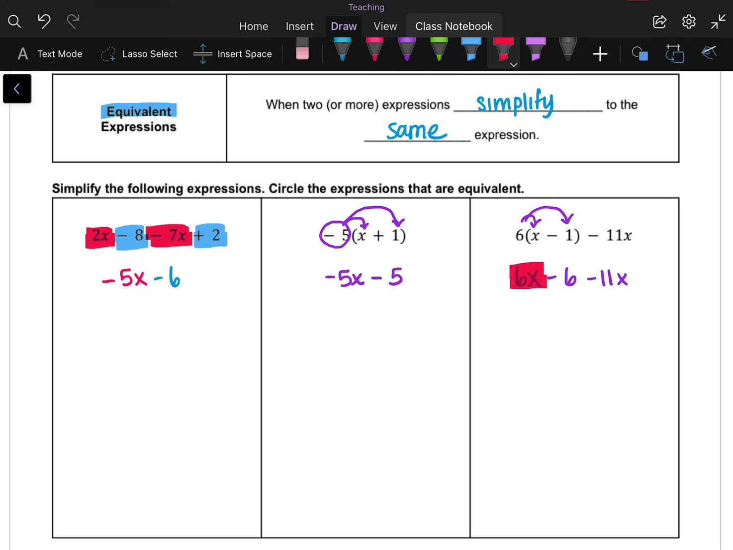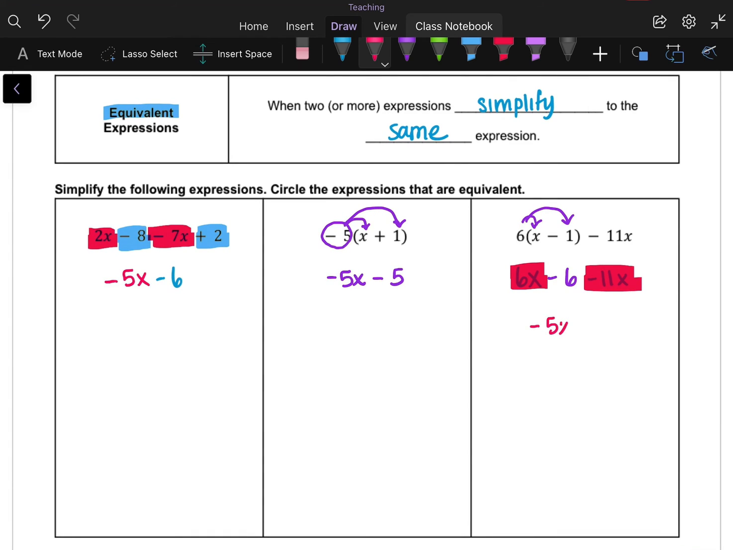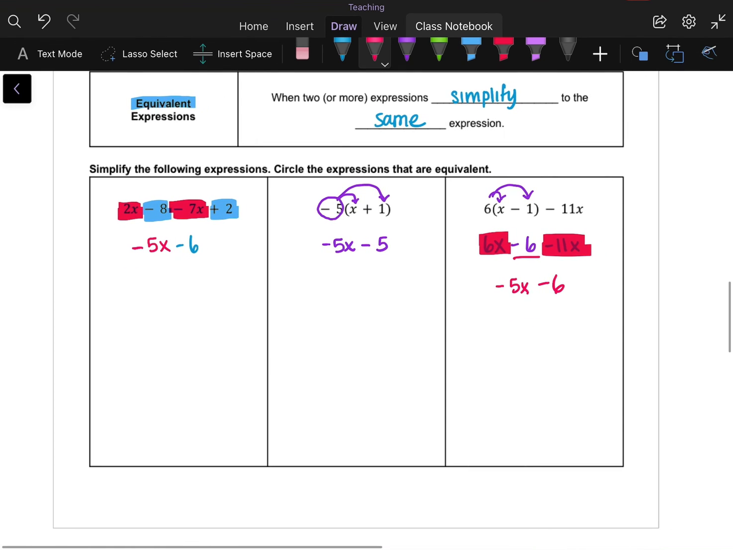So our like terms here are 6x and negative 11x. Those add together to be negative 5x, right? 6 minus 11 is negative 5. We're still multiplying by that x. And then we carry down our negative 6 from this step here. Nothing to combine with that.